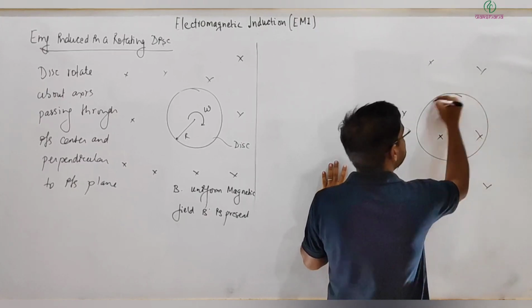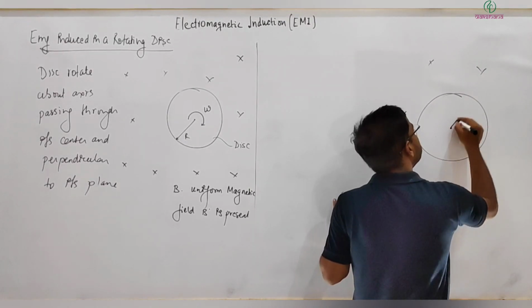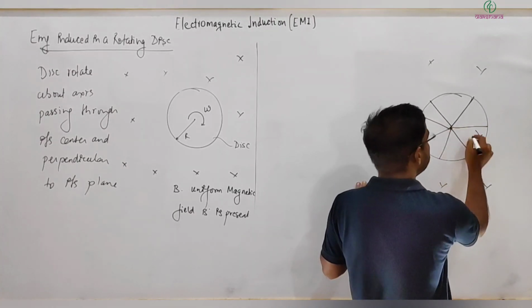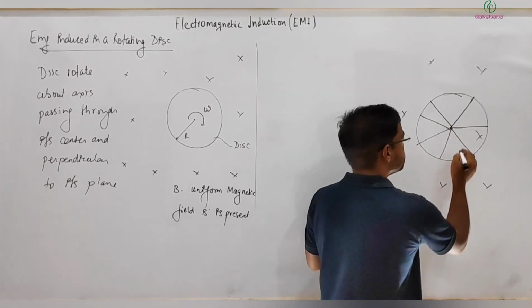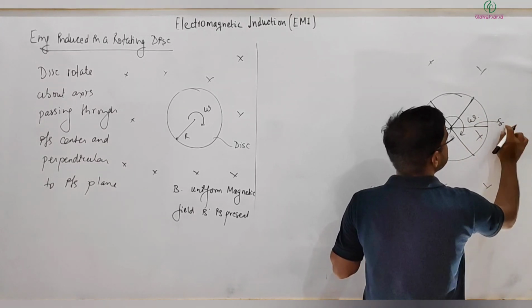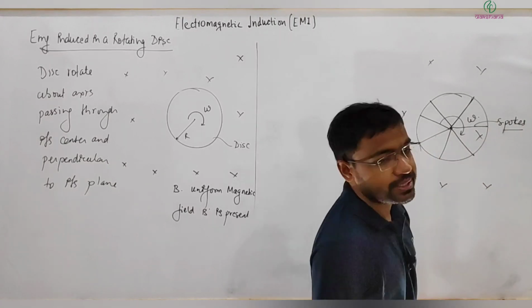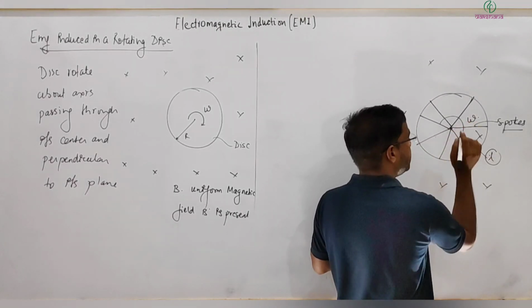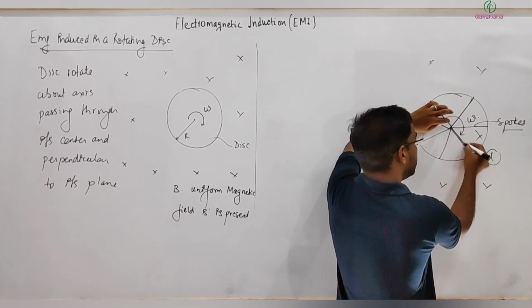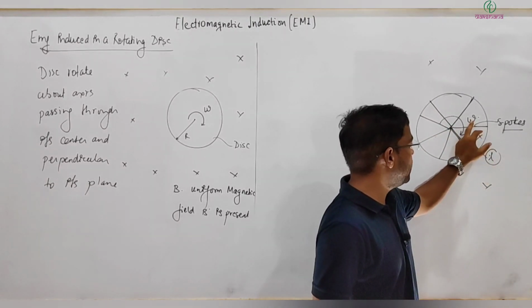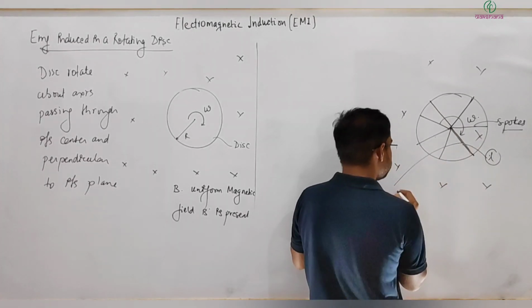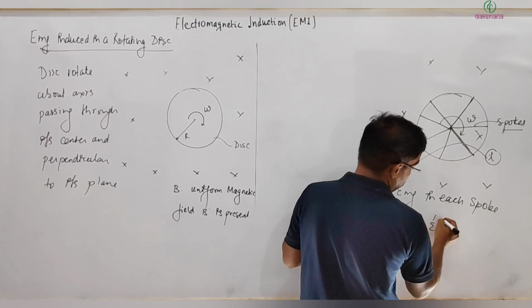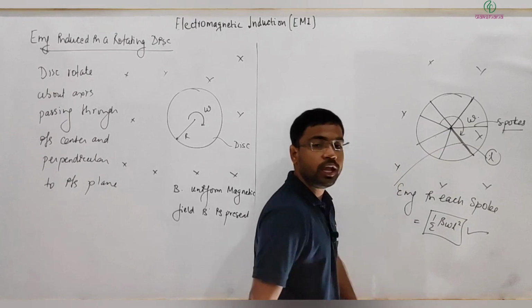Just imagine a similar situation here. A magnetic field is present, and instead of a ring, I am taking a wheel where some spokes are there, just like this. Forget about the ring, there will be no EMF in it. But these spokes, if this system is rotating, let's say the length is L and the angular speed is omega, then you can imagine this as one rod having angular speed omega, length L and magnetic field B. So the EMF in each spoke can be written as half B omega L square. I hope you remember the EMF in a rotating rod.